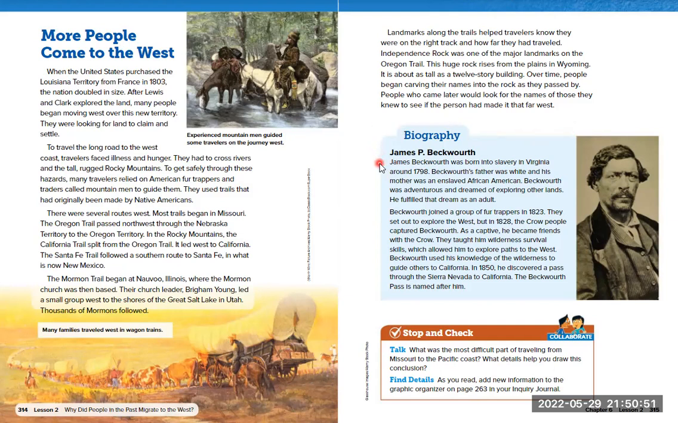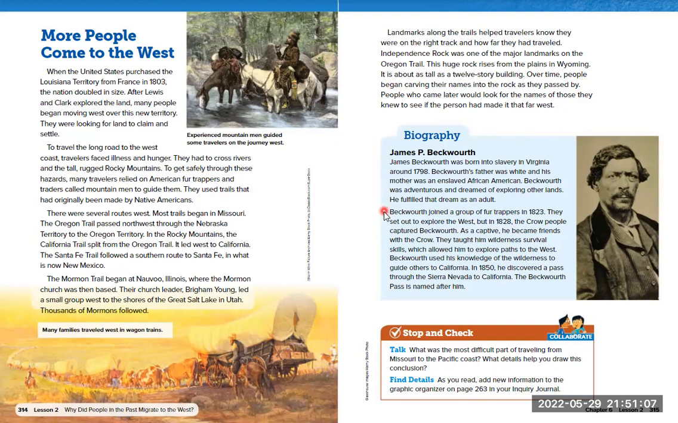And now we have a biography of James P. Beckwourth. James Beckwourth was born into slavery in Virginia around 1798. Beckwourth's father was white and his mother was an enslaved African American. Beckwourth was adventurous and dreamed of exploring other lands. He fulfilled that dream as an adult.